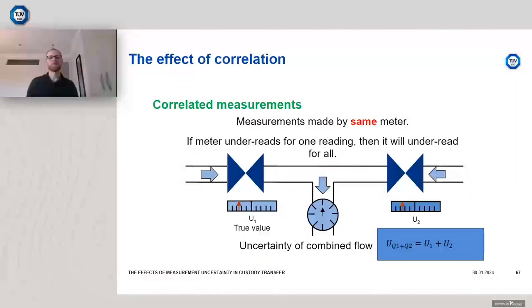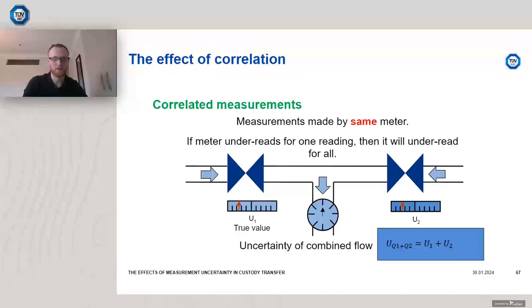However, if you're using one meter to determine the combined flow, it's going to be under-reading for both or over-reading for both, typically. So using the root sum squared method here isn't appropriate because it's going to give you a false value that's lower than what the true uncertainty is.